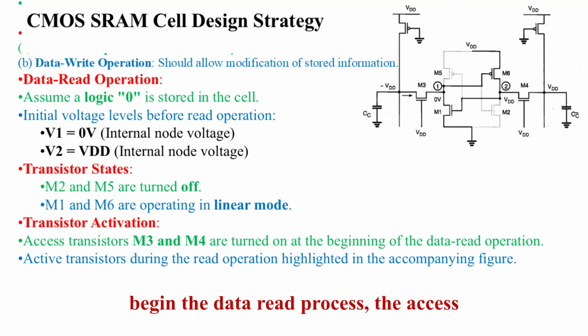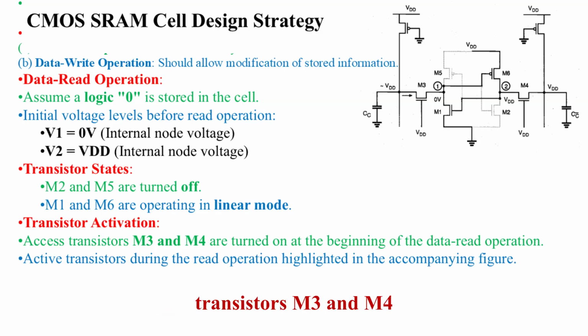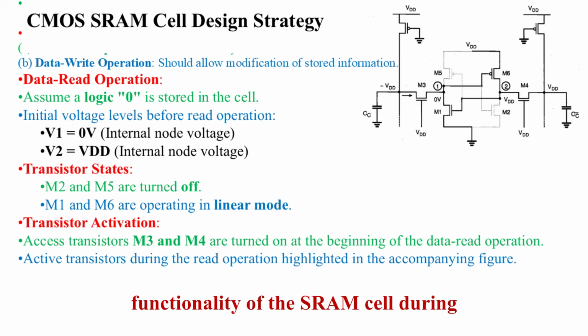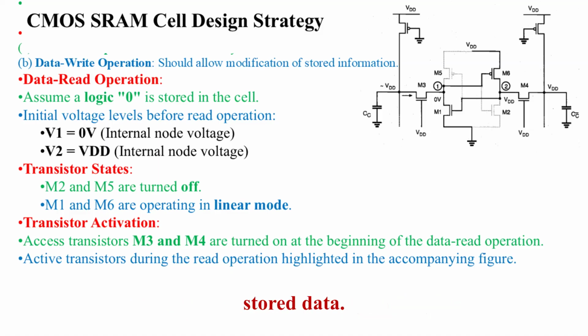As we begin the data read process, the access transistors M3 and M4 are then activated. These transistors connect the internal nodes to the bit lines, facilitating the read operation. It's crucial that all these considerations regarding transistor states and voltage levels are properly managed to ensure the correct functionality of the SRAM cell during read operations while safeguarding the stored data.